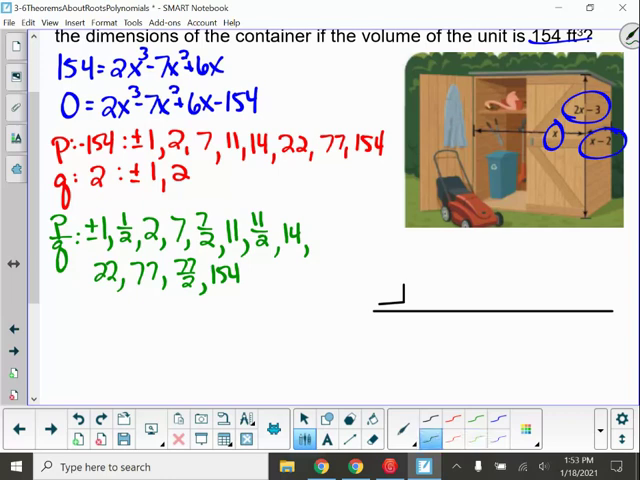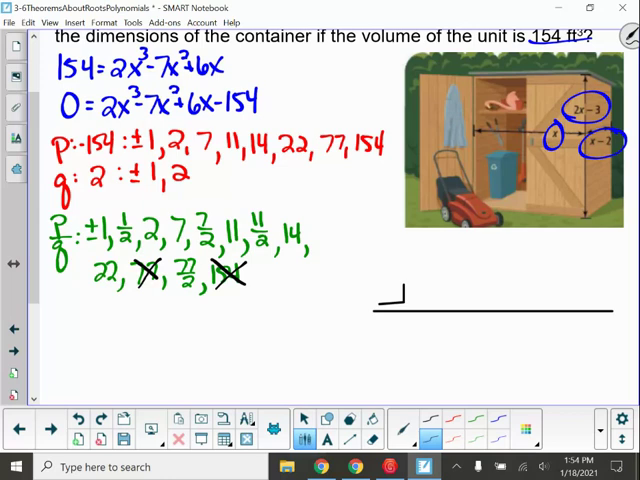So now I'm going to do some synthetic division until I find something that works. Now you can be reasonable about this. For example, any of these values that would give you negative dimensions are not going to work. And keep in mind that if we multiply x times x minus 2 times 2x minus 3, I need to get 154. Well, if x was 154, you'd have 154 times 152 times whatever 2 times 154 minus 3 is. That's going to be way, way, way too big. So that is not going to be a reasonable answer.